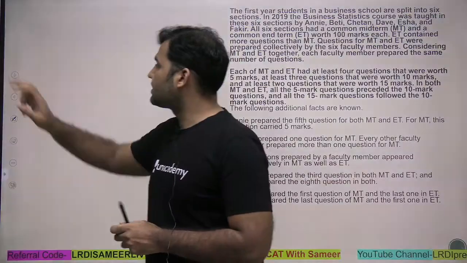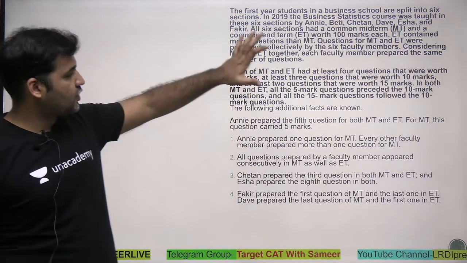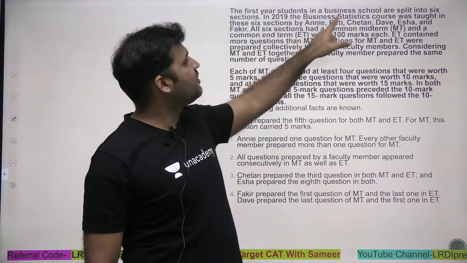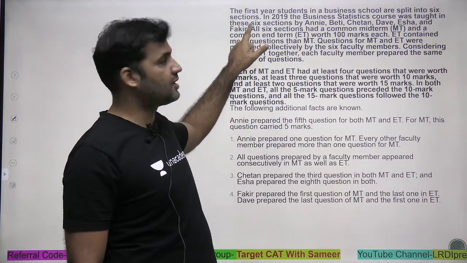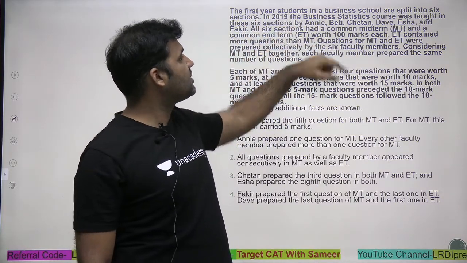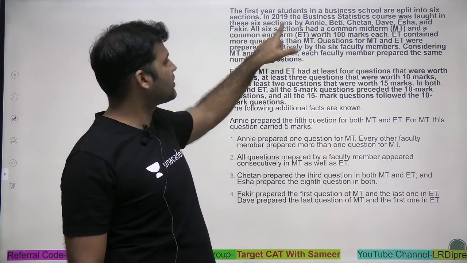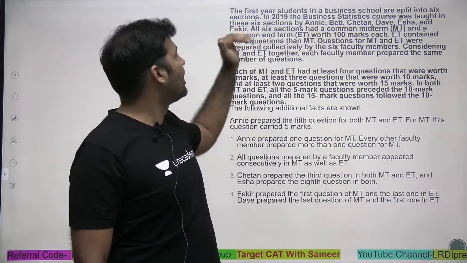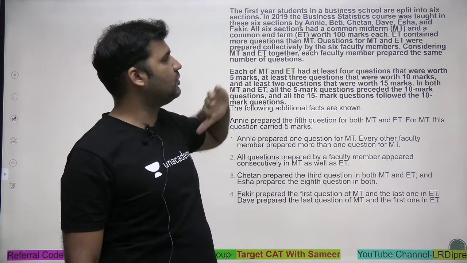Now let's have a look at the set, guys. This is a set which we will be discussing in this video lesson. It says the first year students in a business school are split into 6 sections. In 2019, the business statistics course was taught in these 6 sections by Annie, A, B, C, D, E, and F. These are the faculty members who are preparing the questions for these two, right?